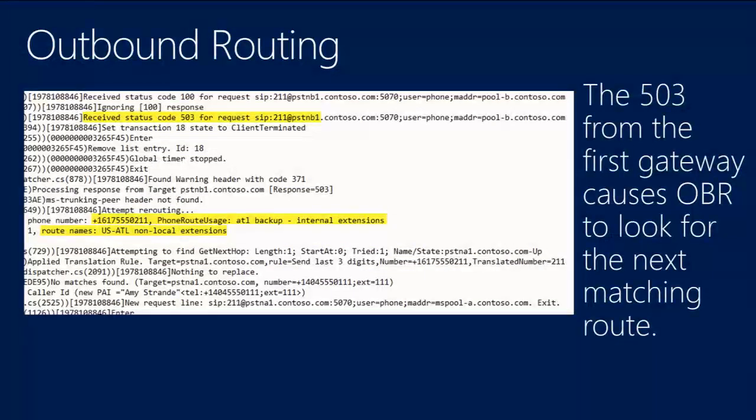So again, we dig into the outbound routing log. We get the 503, and then here we find the phone usage available. It's this ATL backup for internal extensions, and then we go out that local gateway. Originally, we were trying to make a call out the Boston gateway that was managed by the Boston mediation servers. There wasn't enough bandwidth available, so we went ahead and followed our backup route, which is out our local gateway.